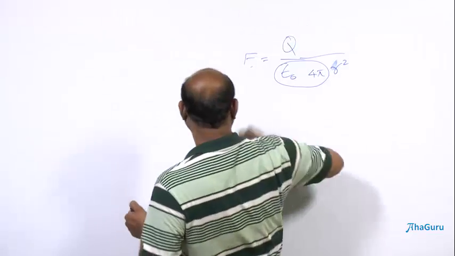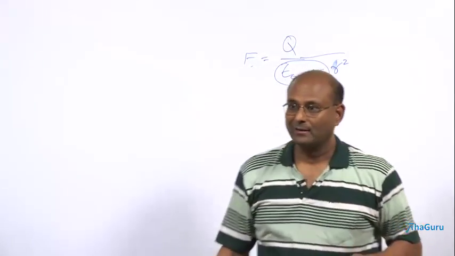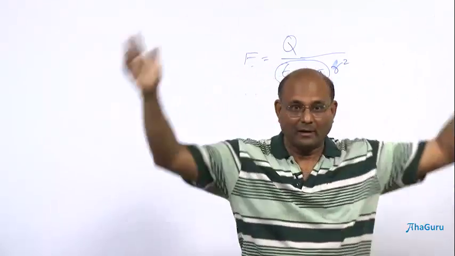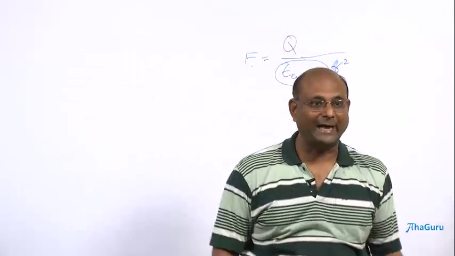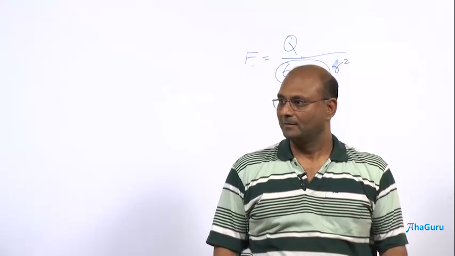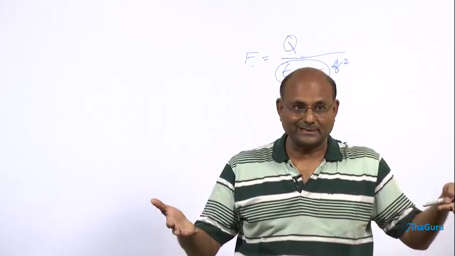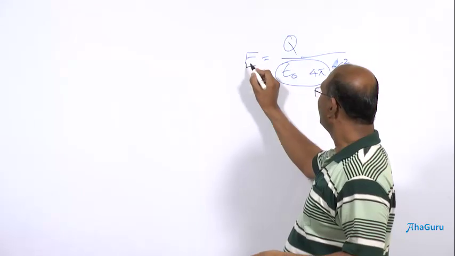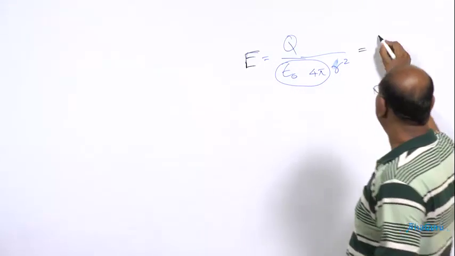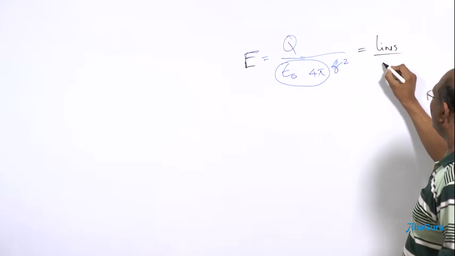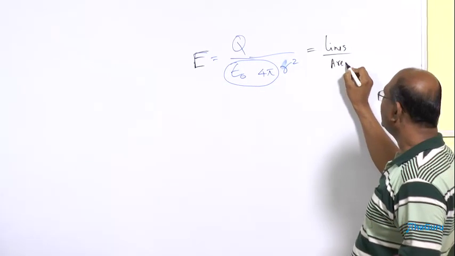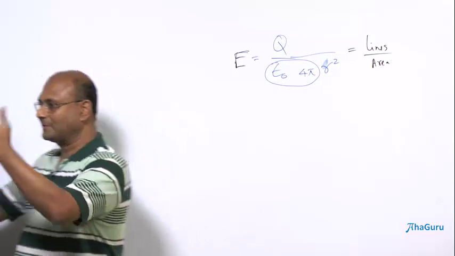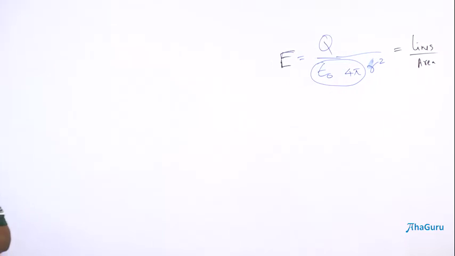By the way, do you understand now why it is 1 by r square? Because it's the same number of lines, but as you go out, 4 pi r square have to share it. It's the same number of lines. An electric field is just the number of lines by area. Area is increasing as r square, but the number of lines remains constant. So obviously, the density must come down as 1 by r square.